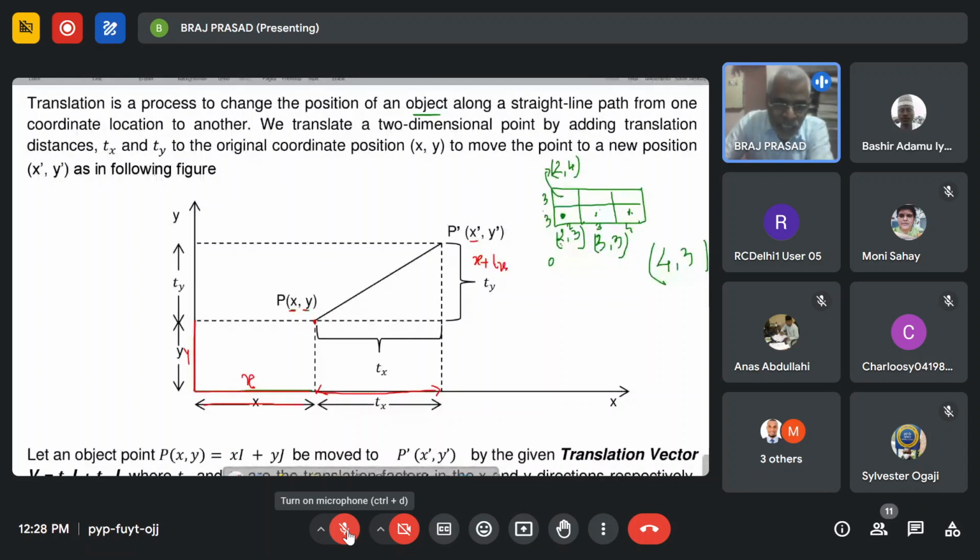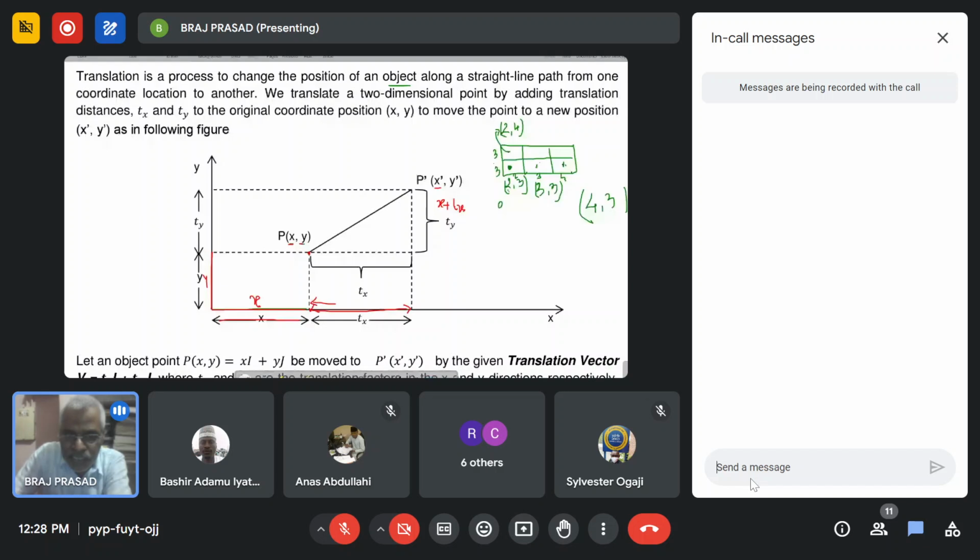This is our x, and we have extended this x up to tx. So the length of this portion is tx. So what will be the coordinate of x at this place? At this place the coordinate becomes x plus tx. So this x dash becomes x plus tx.